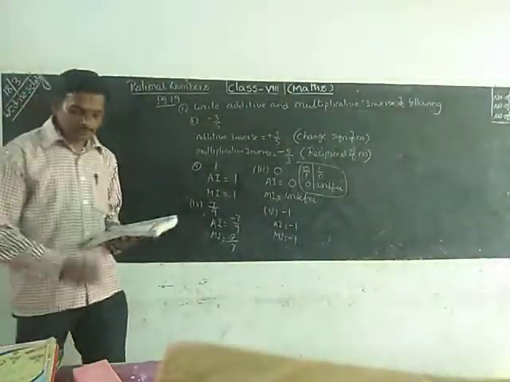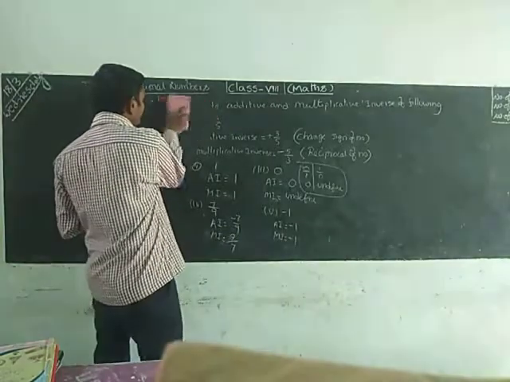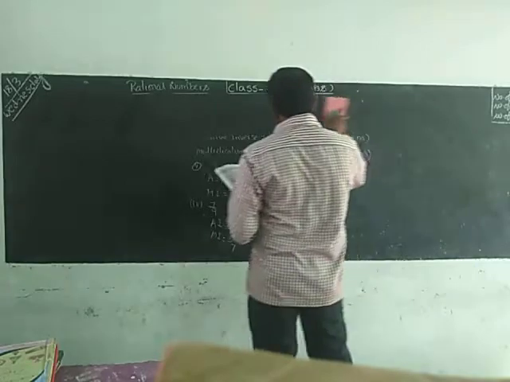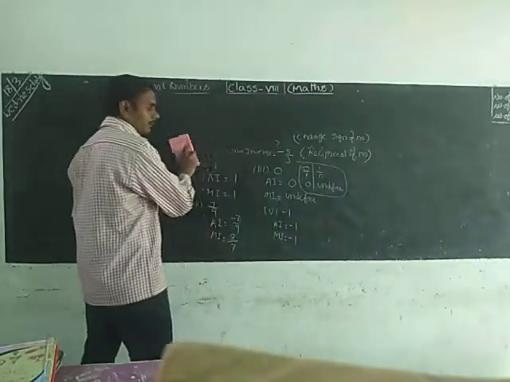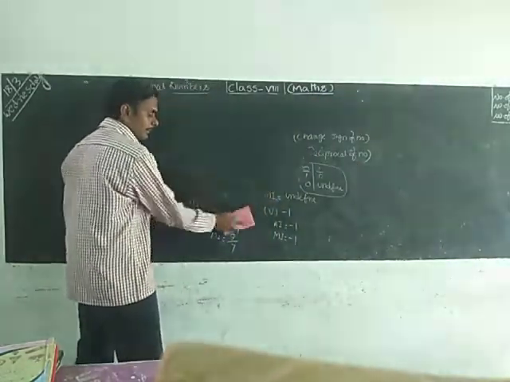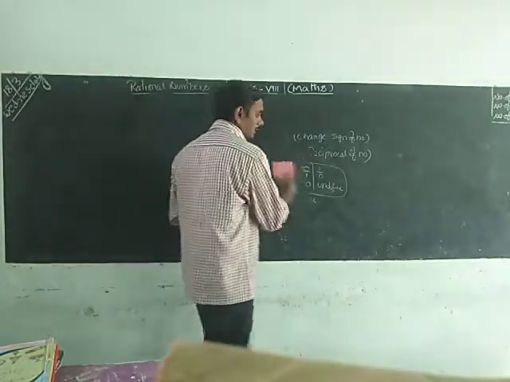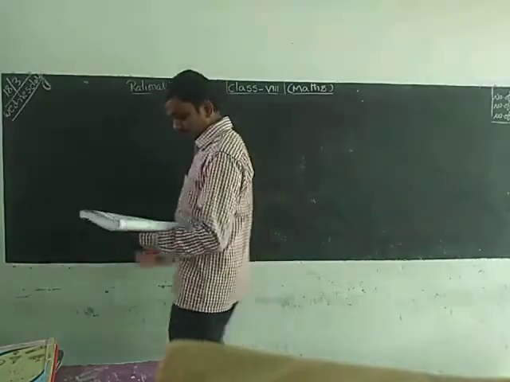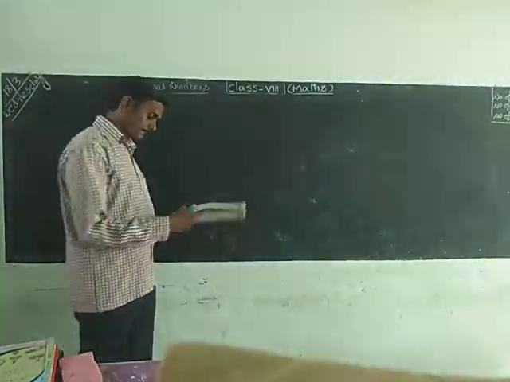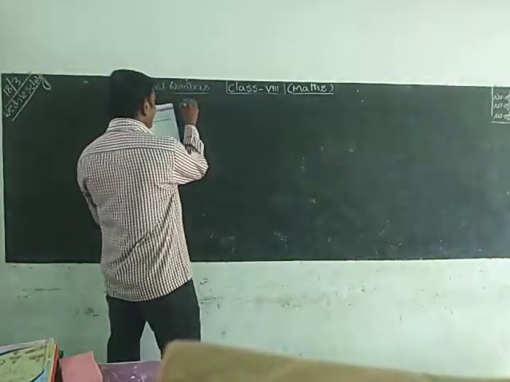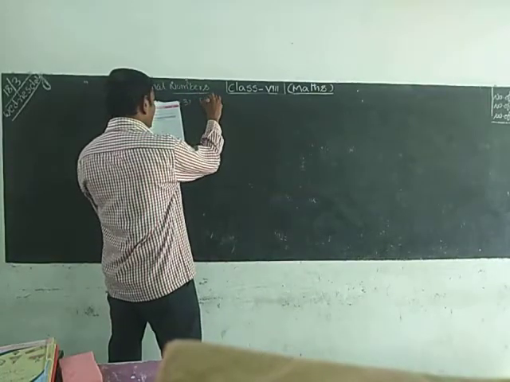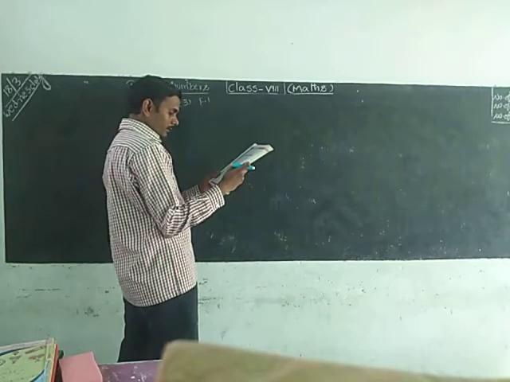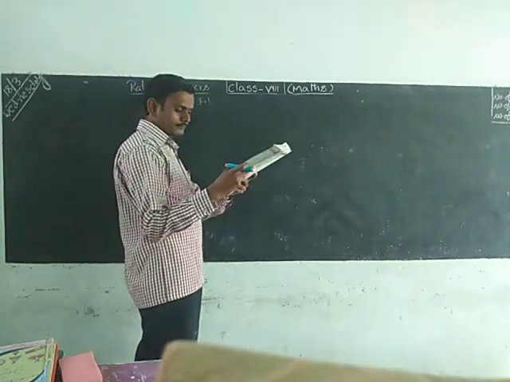What are we filling in the blanks here? One thing to remember: additive inverse means change the sign of the given rational. Multiplicative inverse means write the reciprocal of the given rational. Third one, fill in the blank. You can do the fill in the blank yourself.